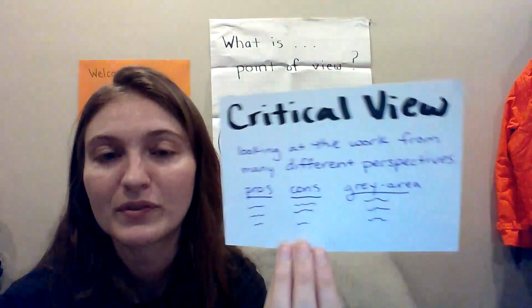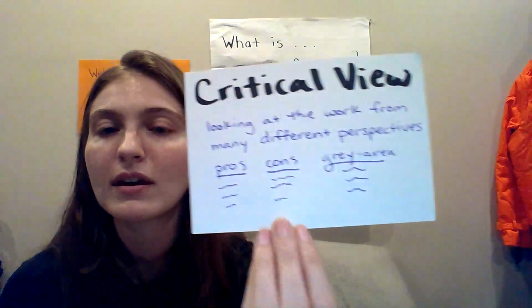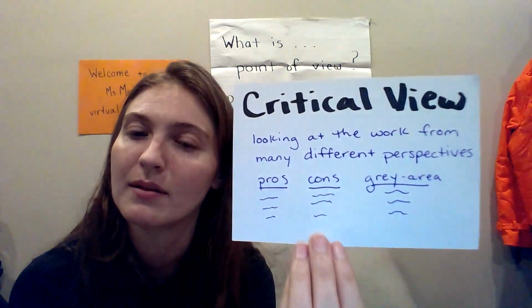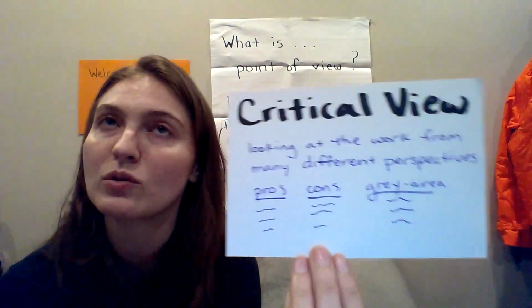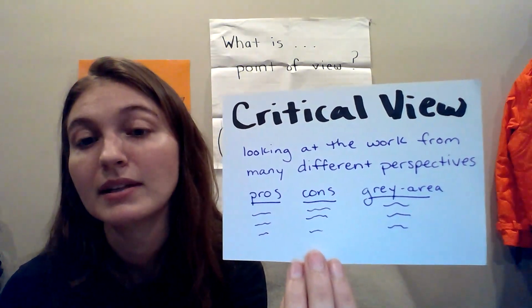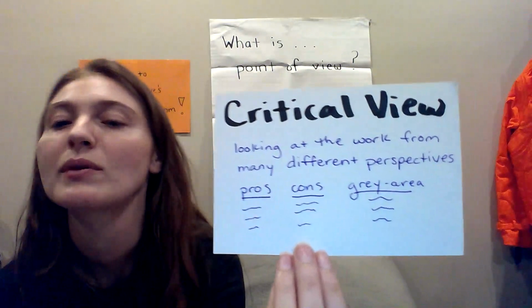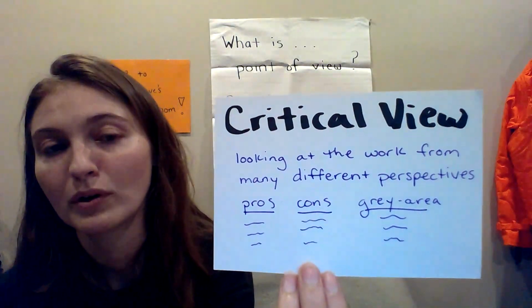Critical view. So, when we're thinking about something critically, we're thinking not just what we like about it. I think that's kind of an elementary school way of looking at things. Like, if somebody were to say, what did you think about the story? Maybe your first instinct is to say what you like about it and what you don't like about it. What I like about it is this, what I don't like about it is this. No.